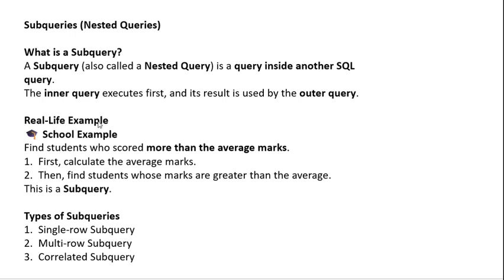A real-life example from a school: find the students whose scores are more than the average marks. First, calculate the average marks, and second, find the students whose marks are greater than the average. This is a subquery. The types of subqueries are: single-row subqueries, multi-row subqueries, and correlated subqueries. Let's check all the types in detail.